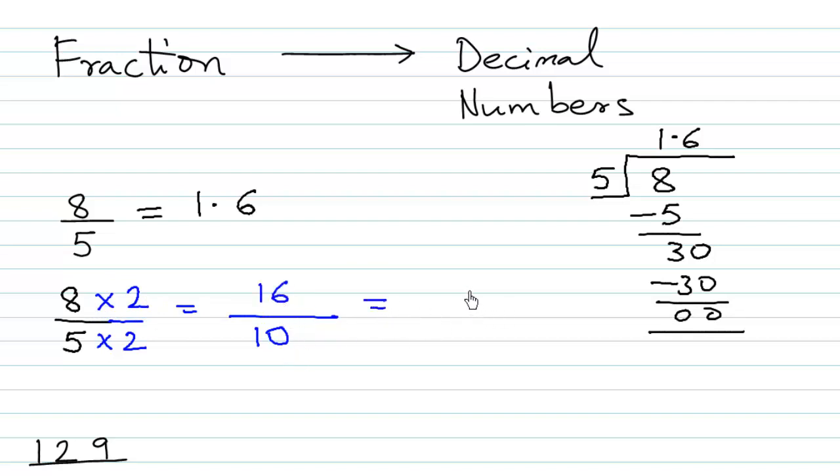How to do this? Just write the numerator 16 as it is and see how many zeros are there in the denominator, provided we have a 1 in the beginning. There is only 1 zero. So we'll put a decimal point in such a way that there is only one digit after the decimal point. By both these methods, we get the same answer, 1.6.